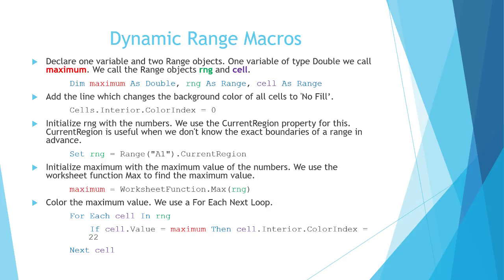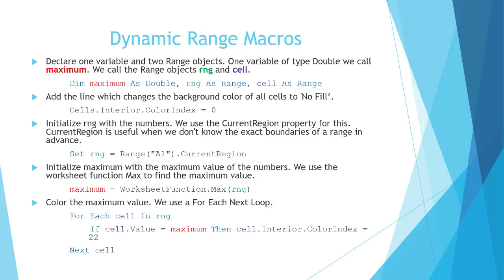Next, we're going to initialize the maximum with the maximum value of the numbers. We use the worksheet function max, which is something that you can use in a normal Excel formula to find the maximum value. So the variable maximum equals worksheet function period max, and then in parentheses we're going to say RNG. Basically, we've defined the range and we've set it equal to that variable, so now we can just reference that variable to use the range instead of having to continuously use this range every time we go forward by typing it out longhand.